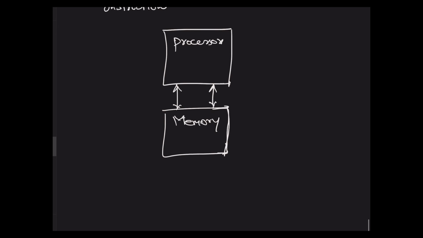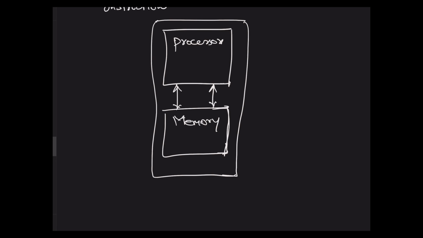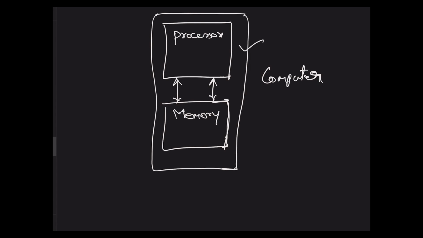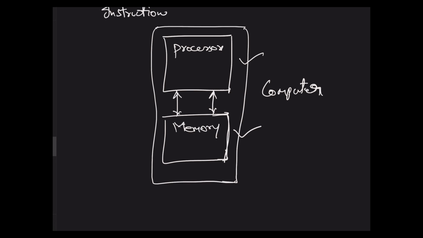So these two components together are called a computer, at a very basic level. We can go back to what a processor is and what a memory is in a very detailed way in the other videos. For now let's understand that at the core of a computer there are two basic components, which are the heart of the computer. One is the processor and the other is memory.